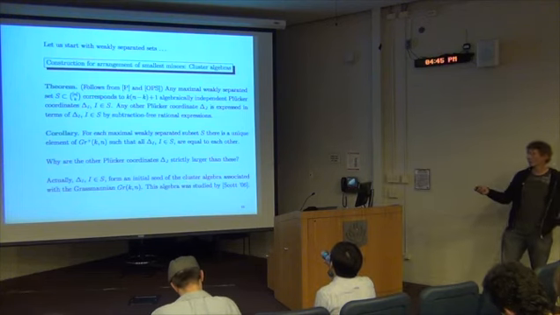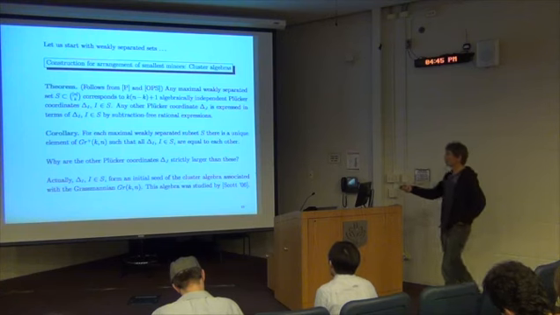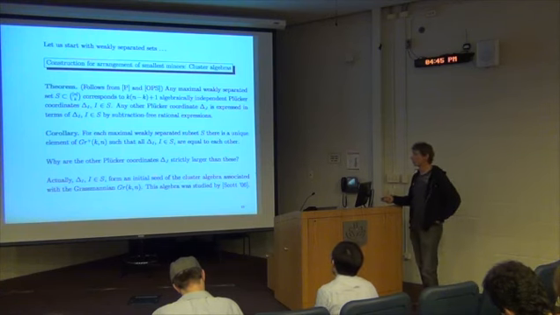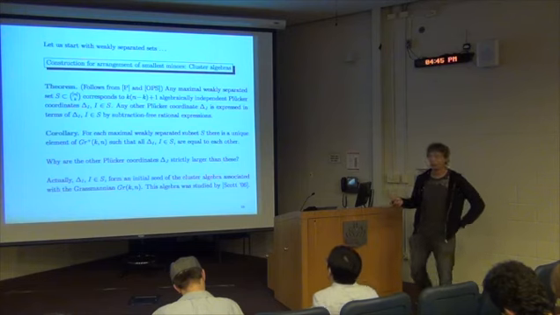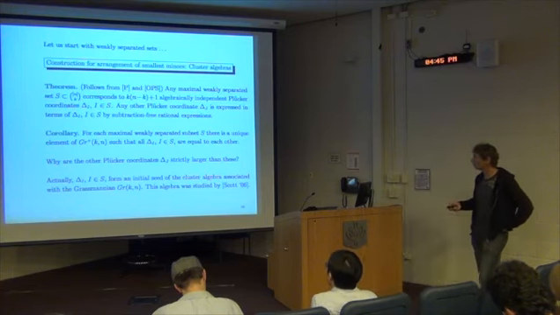But we need to show that the other minors are strictly larger than these. So how do we see that? That actually forms a cluster, an initial seed of a cluster algebra. And this cluster algebra was studied by Scott.